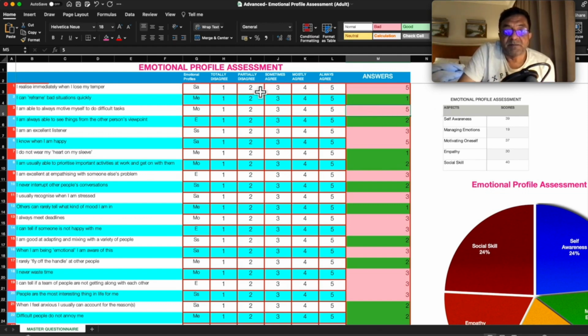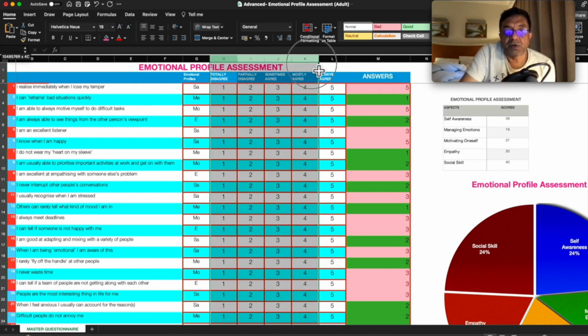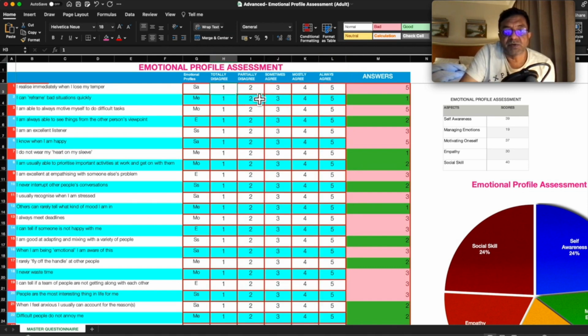So what is this about? Emotional profile. The scoring goes from totally disagree to always agree. So 1 means totally disagree, 2 means partially disagree, 3 means sometimes agree, 4 means mostly agree, and 5 means always agree. Why is this a scale? Well, emotions are not always yes or no. You know that. Sometimes I'm feeling like this, sometimes I'm feeling something else, and it shifts. We are all emotional beings, human beings. So our range of emotions fluctuates from one end of the scale to the other end of the scale.